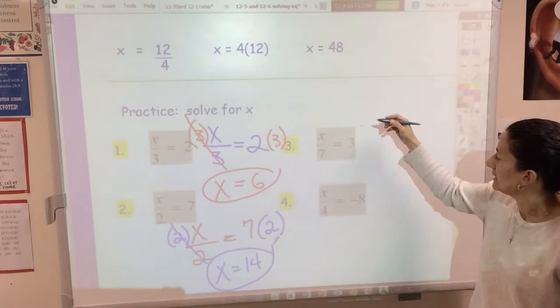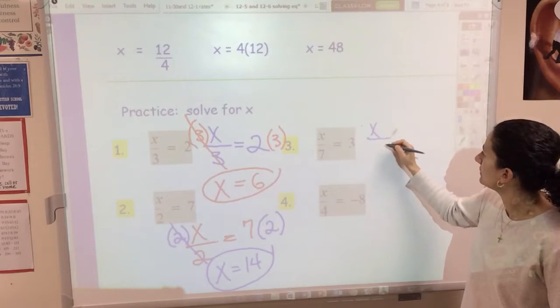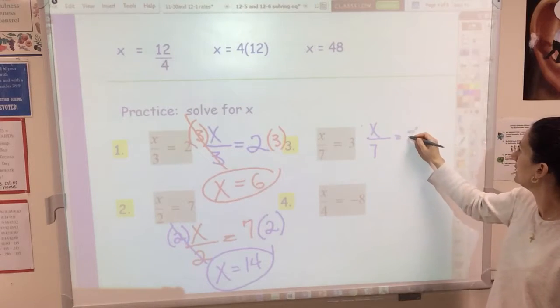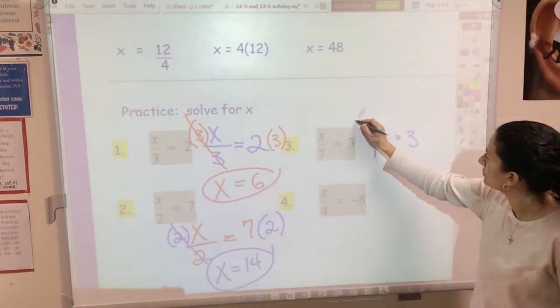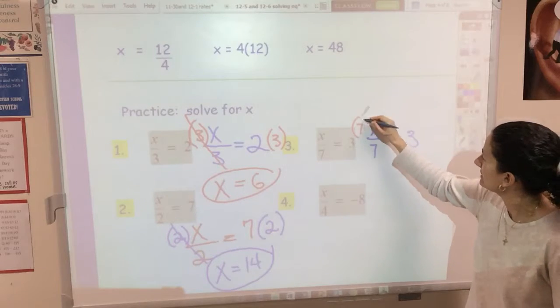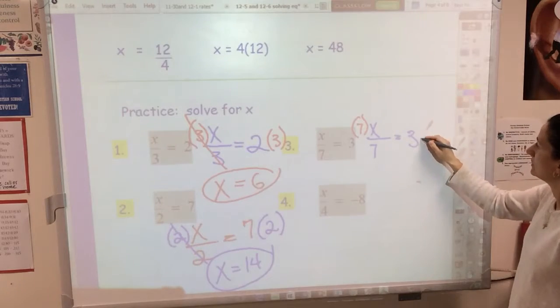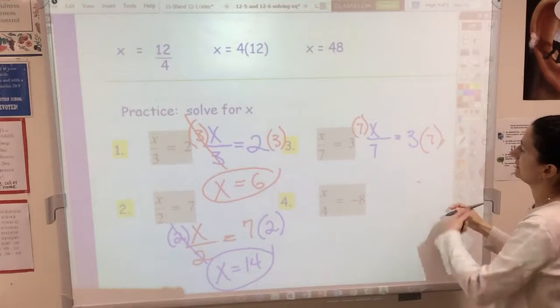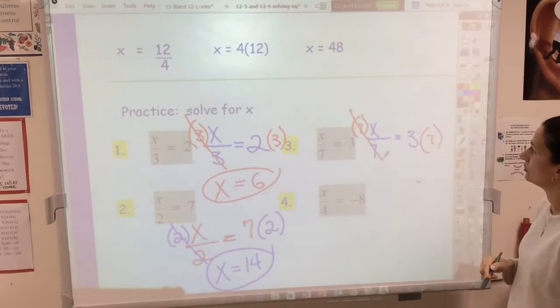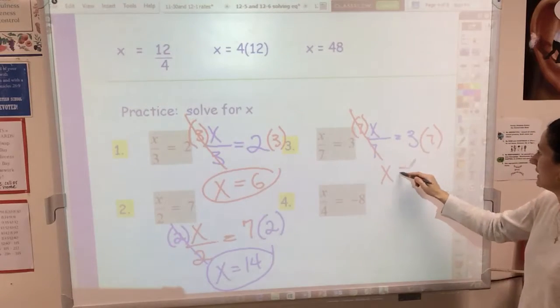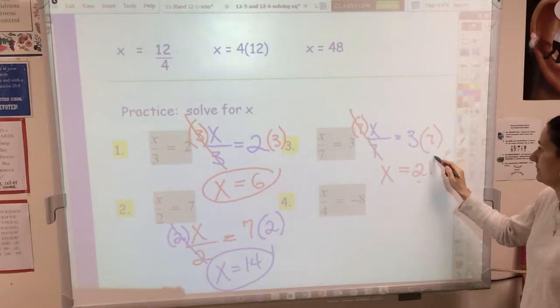Okay, number 3. So x divided by 7 equals 3. In this one, I'm going to multiply both sides by 7, the number with the variable, because I want to isolate the variable. I want x to be alone. x is now alone, and x equals 21.